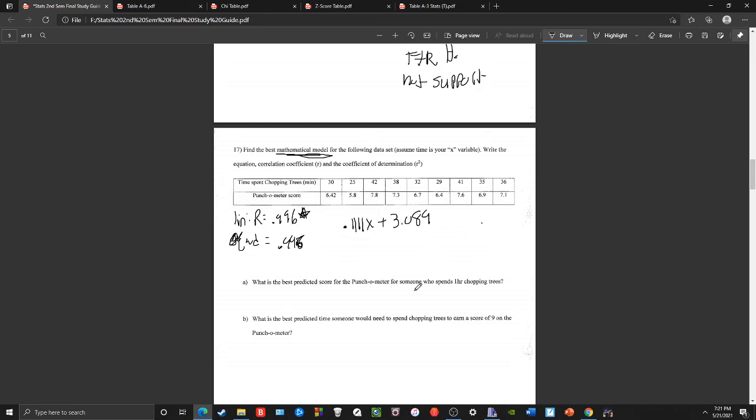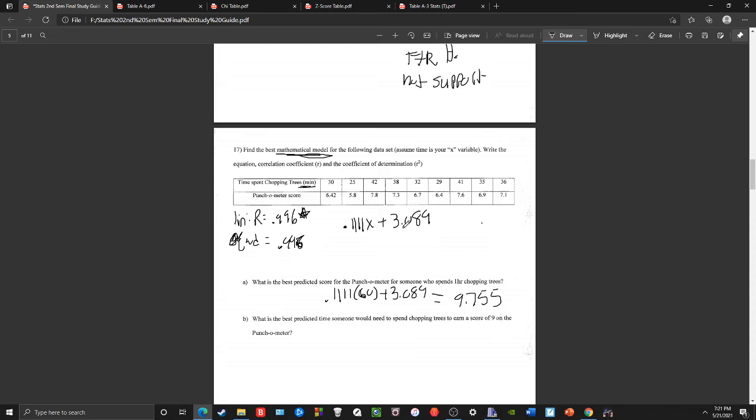So that's my equation. What's the best predicted score for the punchometer for someone who spends 1 hour chopping trees? Well, 1 hour is 60 minutes, and this is in minutes. So we're going to do 0.1111 times 60 plus 3.089. We just plug 60 in for x, and we get our answer, which in this case is 9.755.